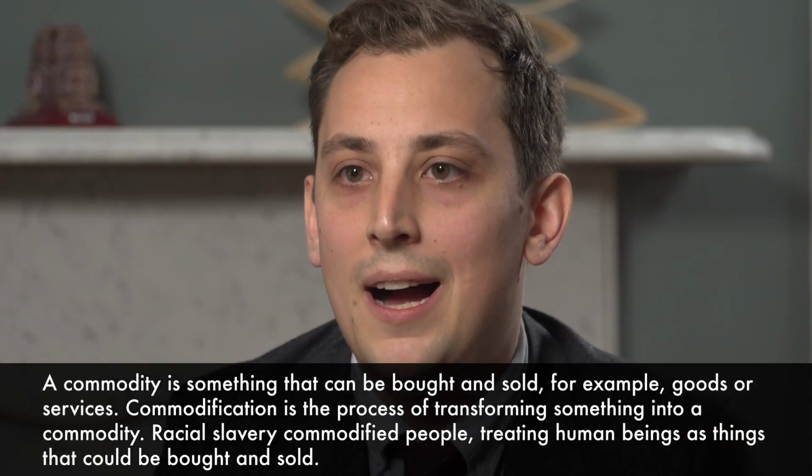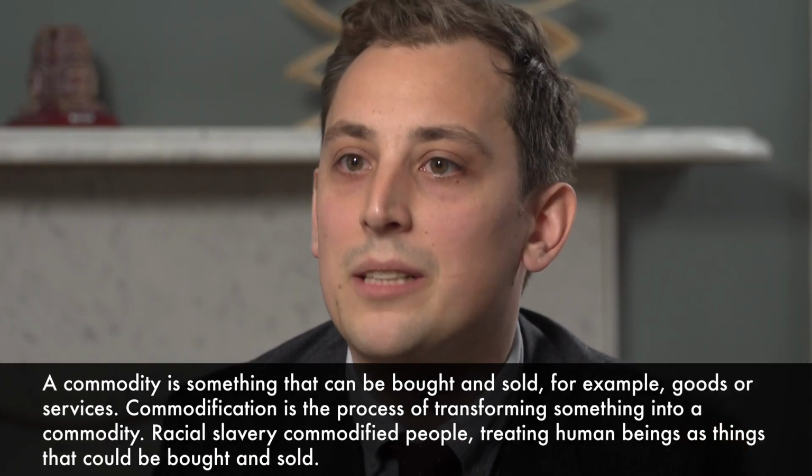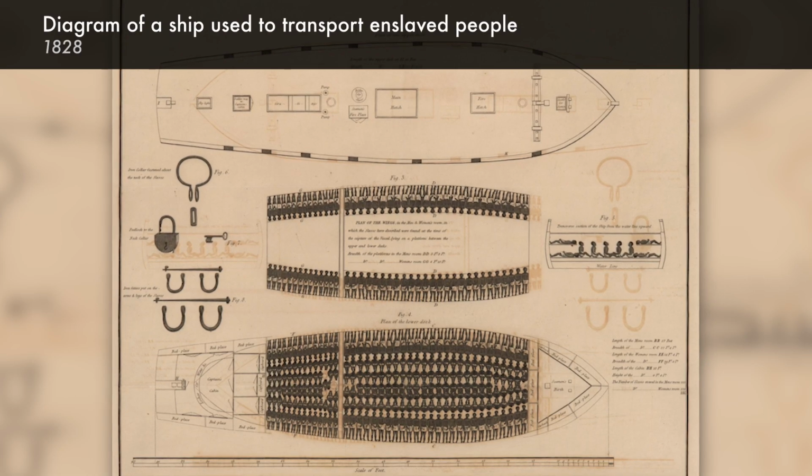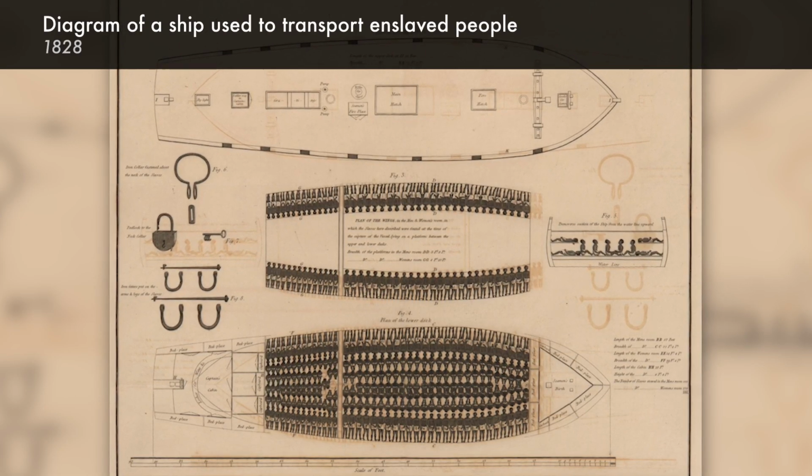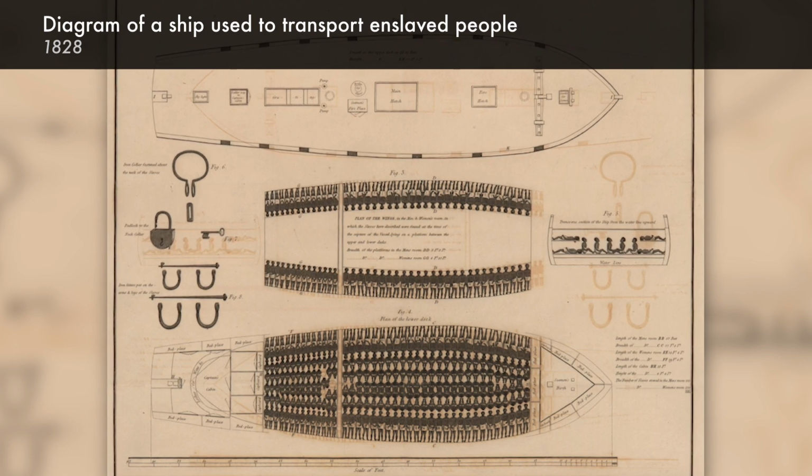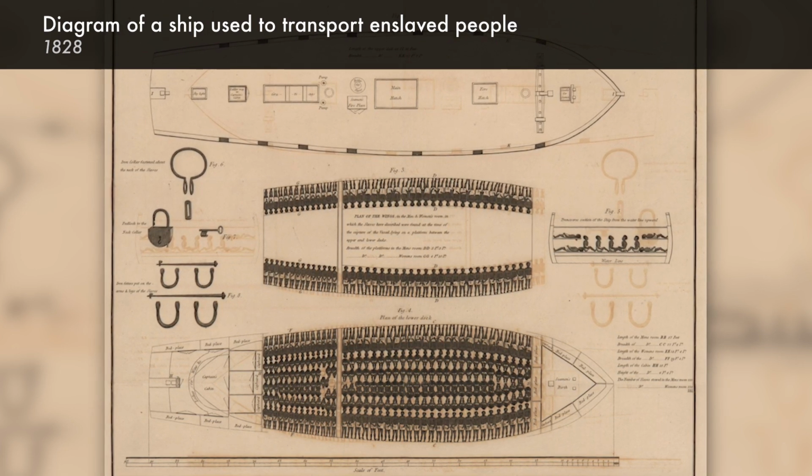And the really violent and horrific consequences of this can be seen in the history of the Zong, which is a slave ship that is financed by British merchants in 1781. In 1781, aboard the Zong, there are over 400 people enslaved, and there's an outbreak of sickness aboard the ship.